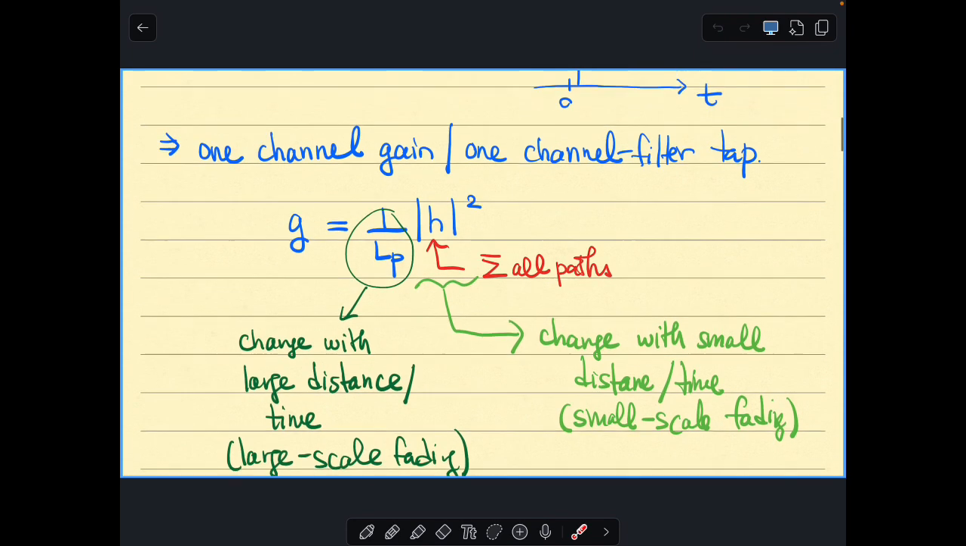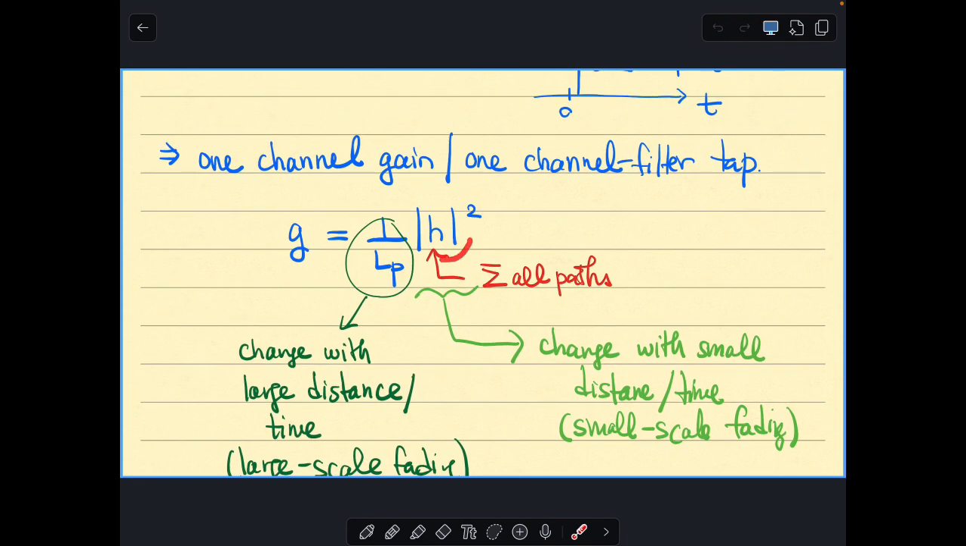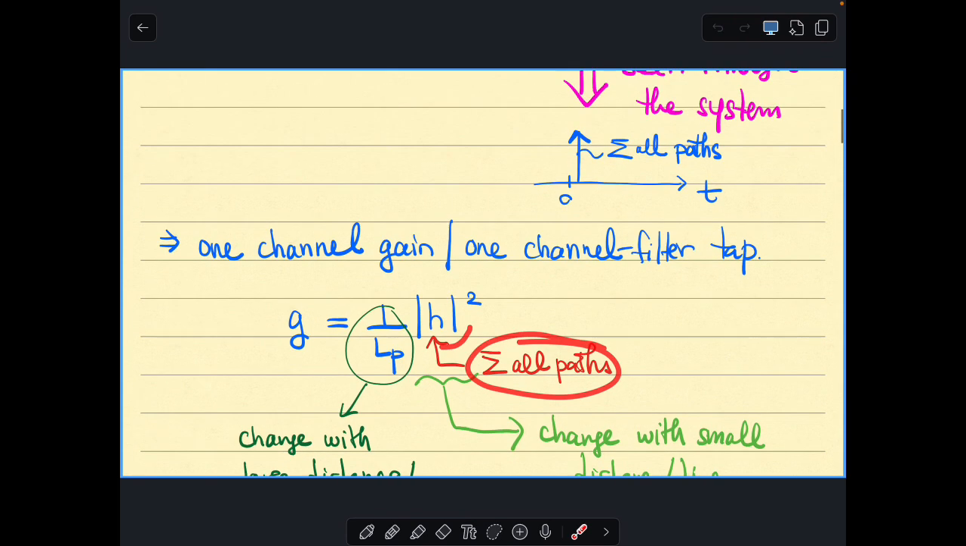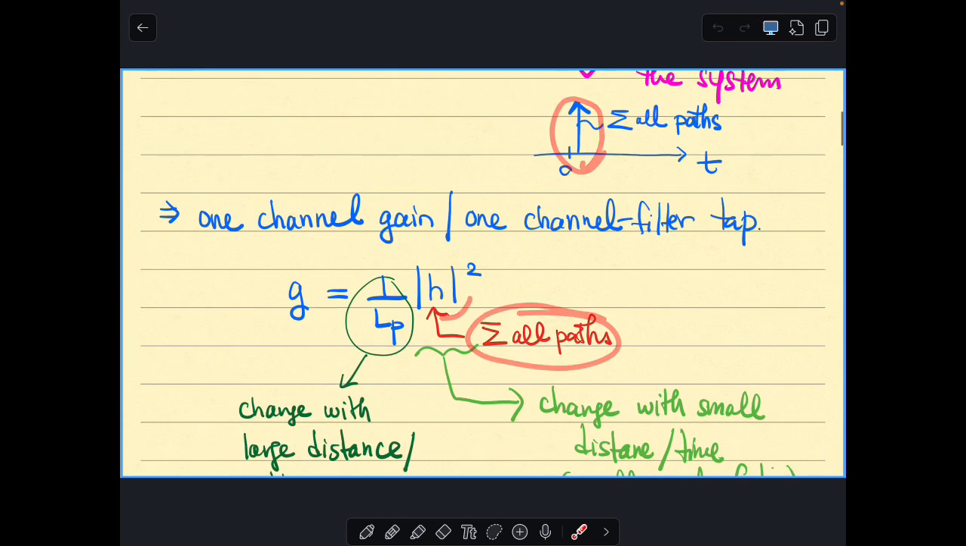The other component is the sum of all paths, right here. Actually, it's a complex number. So when you add all of this, there might be different phases. When you add them, they might not be going in the same direction or same angles. Some of them might cancel one another out. But you add all of them, and then you take the absolute value, raise it to power 2. So this is a positive number, only positive numbers.